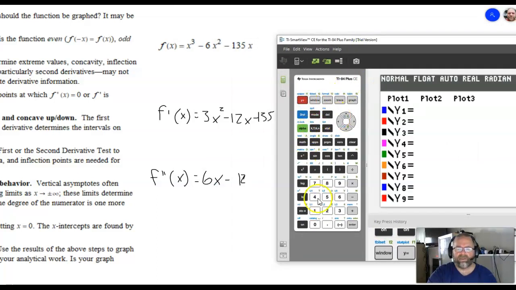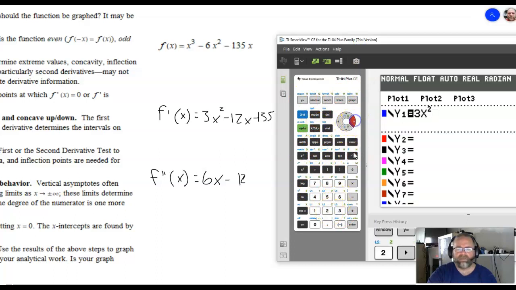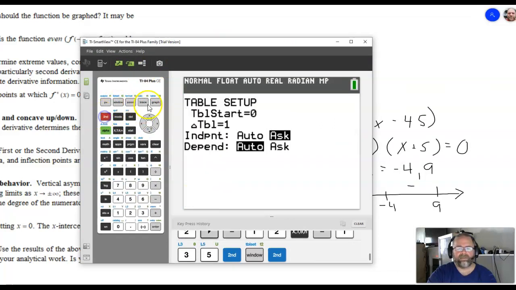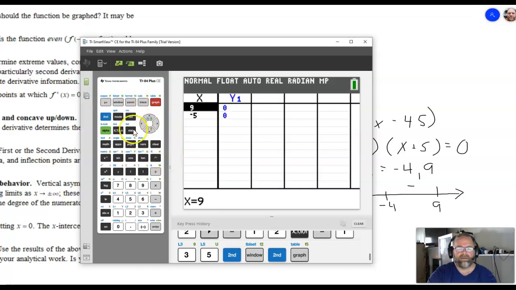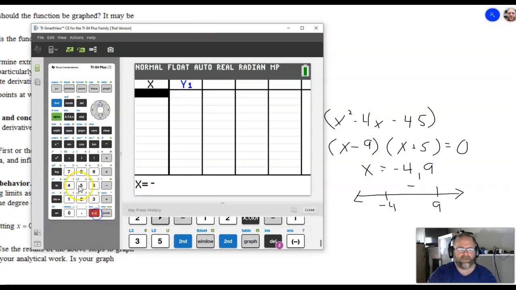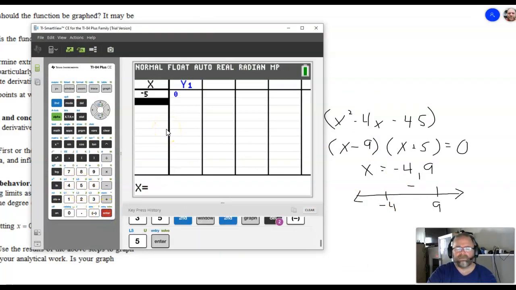So if I go to y equals, and I put in 3x squared minus 12x minus 135, and I make sure it's on ask, and then I go to my table there, delete those out, and we'll check something less than negative 4, so we'll check negative 5. How did that become 0? Hold on, let me check something. Oh, I see what I did here. I put a negative 4, it should have been a negative 5 there, so hopefully you caught my mistake.